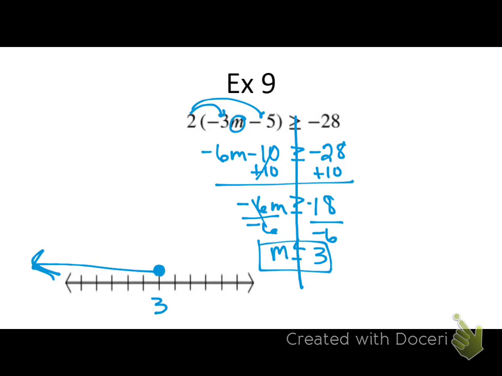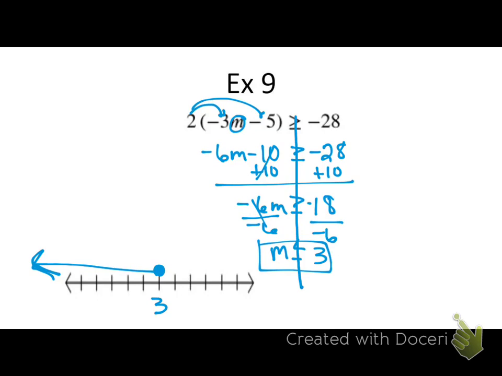Okay, so this is what we have. First of all, what did you guys notice? It's an actual simple problem. You don't have multiple variables here. So all we had to do was distribute. Once I distributed, I got negative 6m minus 10 is greater than or equal to negative 28.